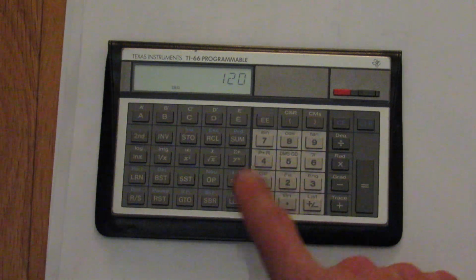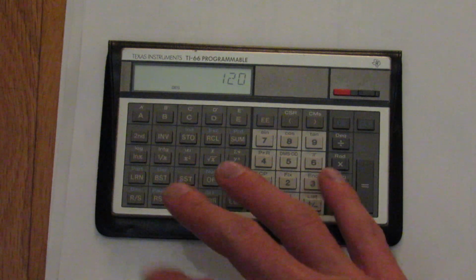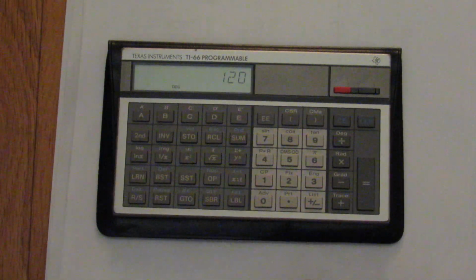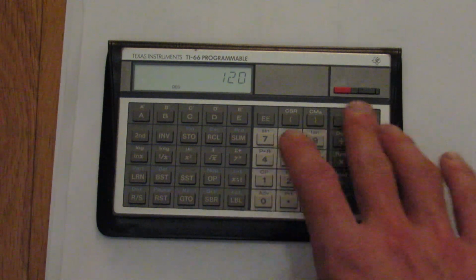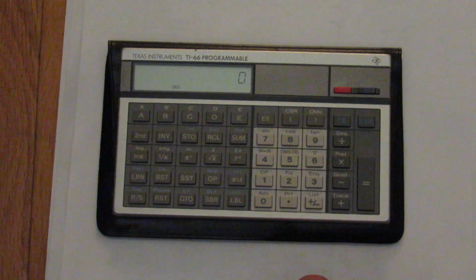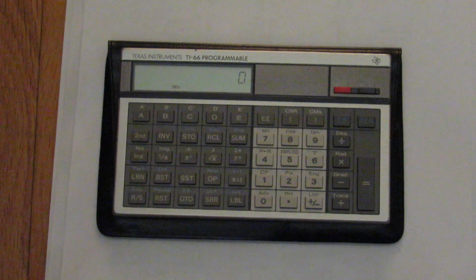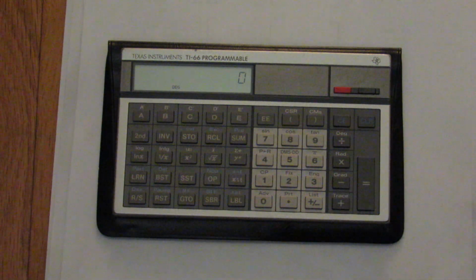I had, again, used this to simulate disease transmission during COVID. And I think in an hour I got my solution. It's definitely really slow, but it's a lot of fun to program. Okay, so there you have a quick overview of the TI-66, a really Spartan, very simple calculator.